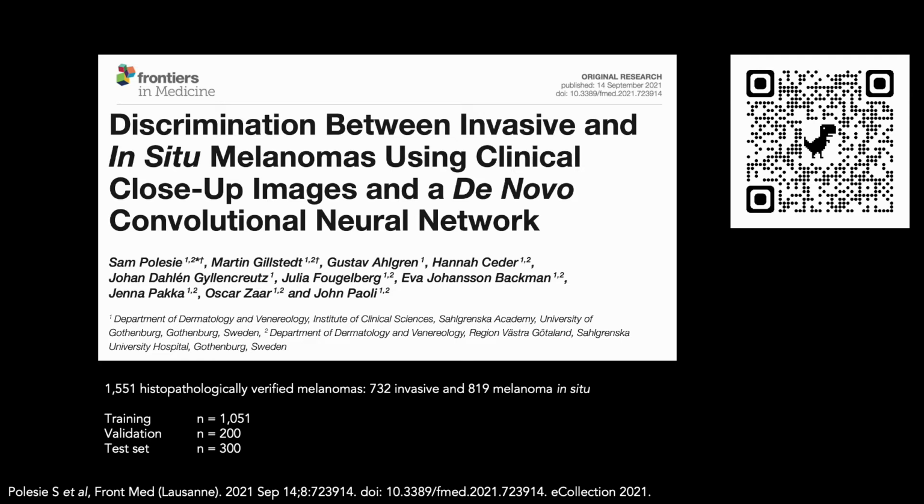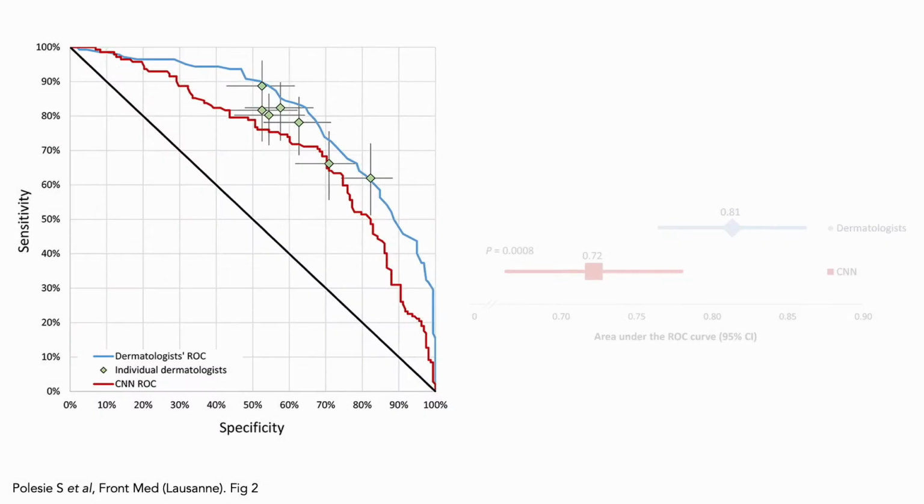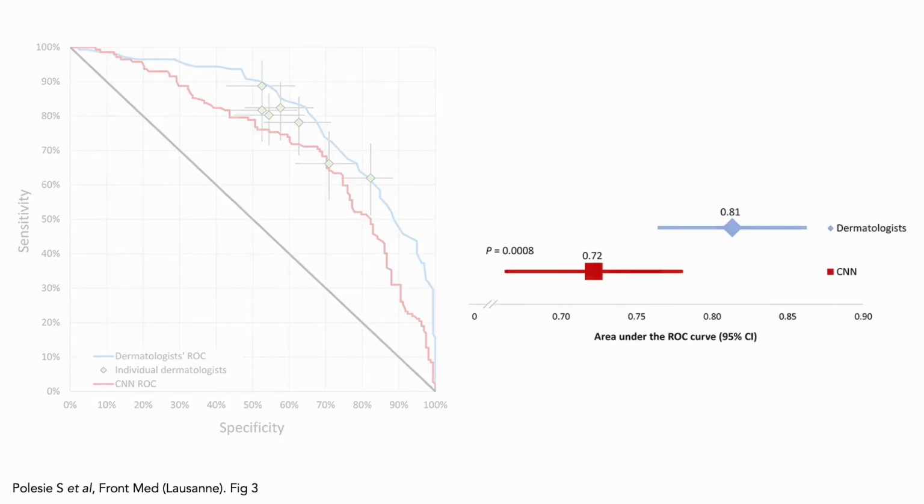Overall, 1,551 histopathologically verified melanomas were included in this investigation, and this dataset was randomized into a training, a validation, and a test set. The test set was again evaluated by 7 dermatologists, and each dot here represents one dermatologist, and as in the previous investigation, this is the ROC for the CNN, and this is the combined ROC for the dermatologists. In this study, the AUC for the dermatologists was higher compared to the CNN.